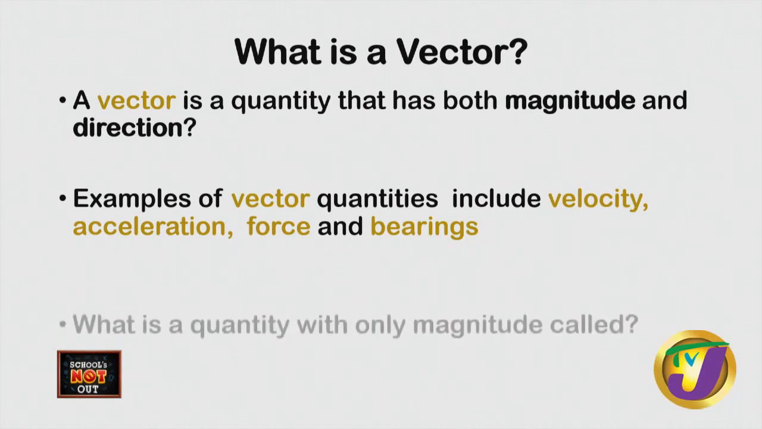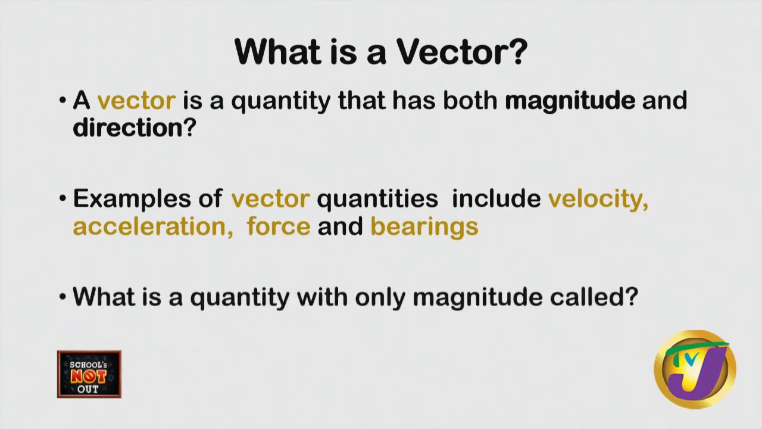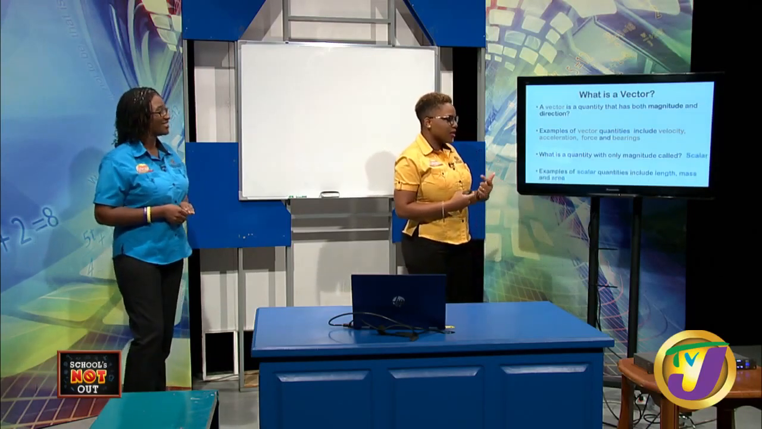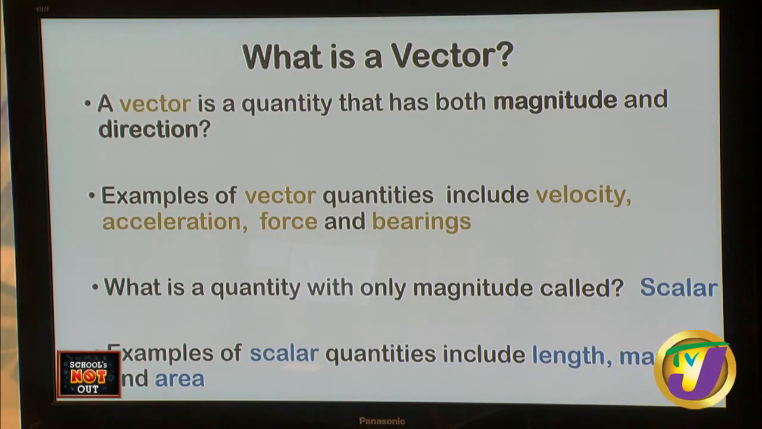I just want to ask this question real quick. What is a quantity with only magnitude called? Because a vector has magnitude and direction. I think it's a scalar. It is a scalar. And quickly, some examples of scalar quantities: length, mass, and area.